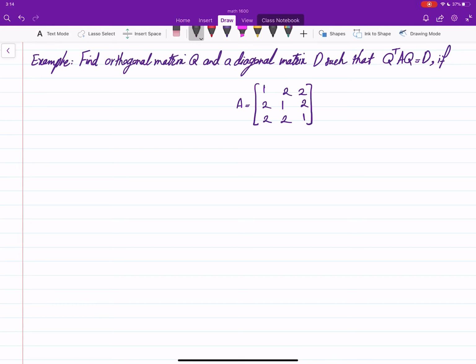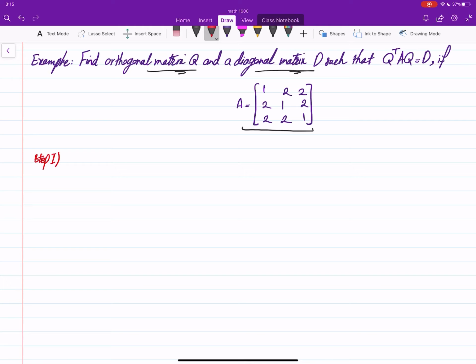Hi, in this video we will orthogonally diagonalize a symmetric matrix. In other words, for a symmetric matrix A, we will find an orthogonal matrix Q and a diagonal matrix D such that Q transpose AQ is equal to D.